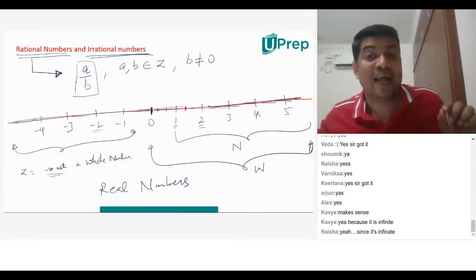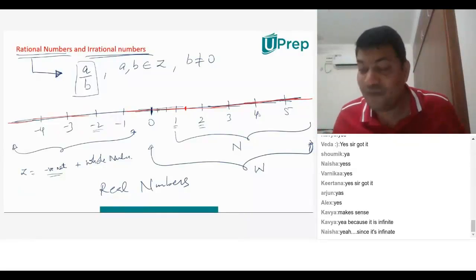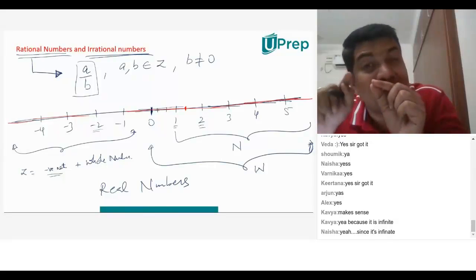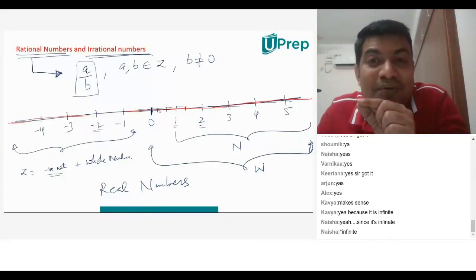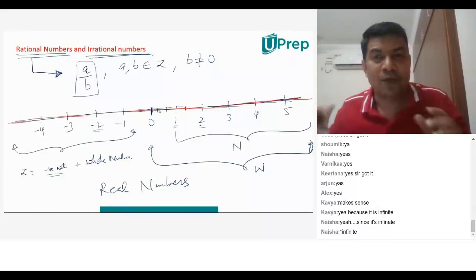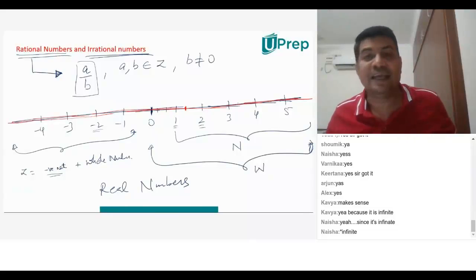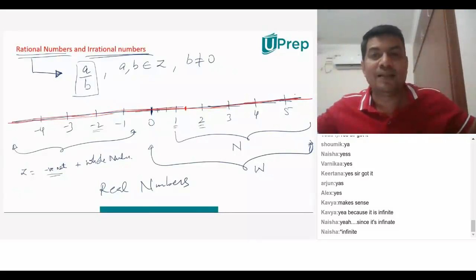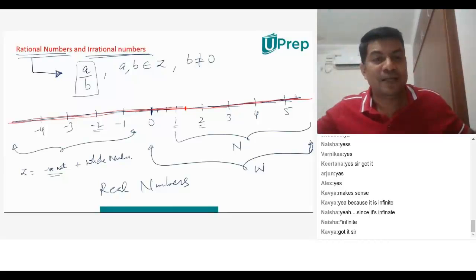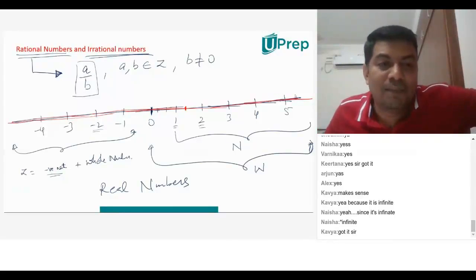Like we have infinite rational numbers, between any two rational numbers there are infinite irrational numbers also. I hope you're getting the point. But overall, rational numbers and irrational numbers are taking care of your entire number line. So that is called real numbers.